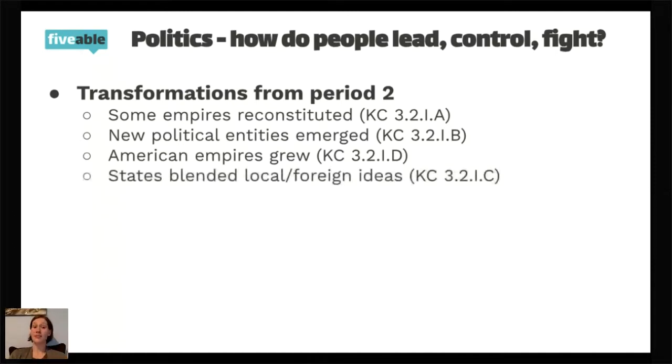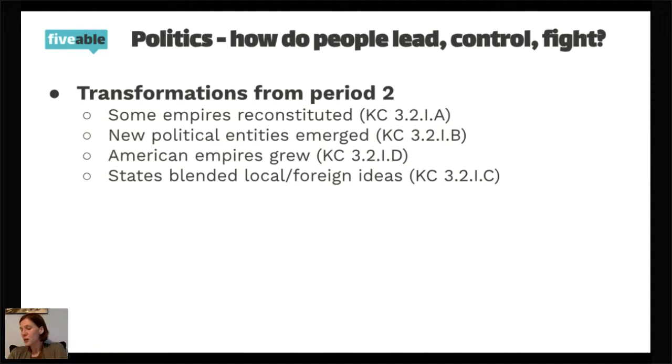The American empires. One of the things to keep in mind is that this is the unit where our large unified empires in the Americas emerge. The Mayans emerged at the end of Unit 2. They carry forward into Unit 3. But this is the era when we will see the consolidation of the Inca Empire in the Andes and the Aztec Empire in Mesoamerica, as well as the beginnings of some of the alliance structures and larger civilizations in North America as well. So the American empires are growing. That's a transformation coming out of time period 2.